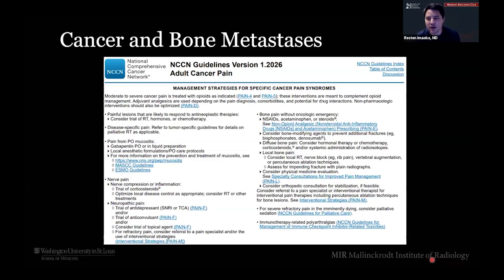They've got these great flow charts and diagrams, which make it very easy to follow a treatment algorithm. So, here's an excerpt. This is from the adult cancer pain section of the most recent version. And here, at least, we can see in this area, local bone pain: you can consider local radiation therapy, nerve block, vertebral augmentation, or percutaneous ablation techniques.